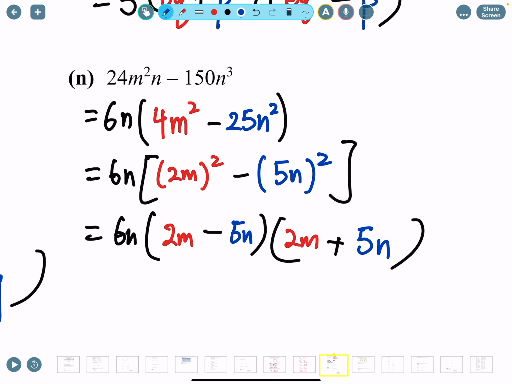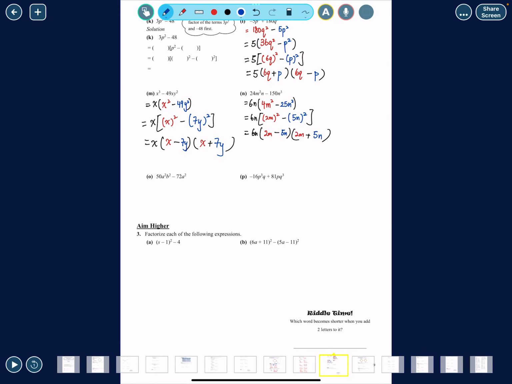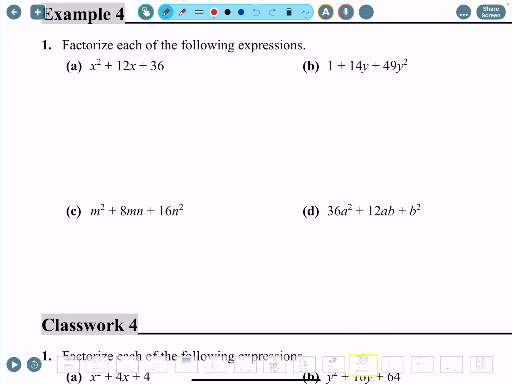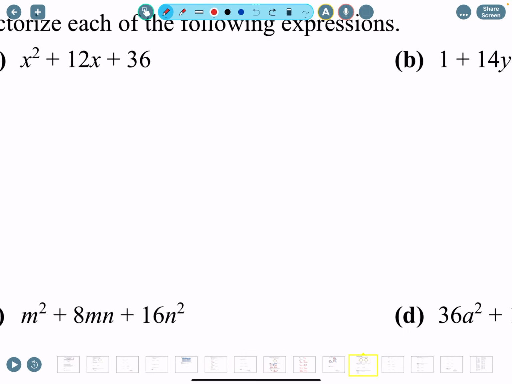I think 6 is the largest one that you can factorize out. So you just have to think about what's the largest number I can factorize out, and that's going to be 6. All right, and then we move on to these questions. I'm probably not going to teach this first; I'm just going to go for the simple ones.